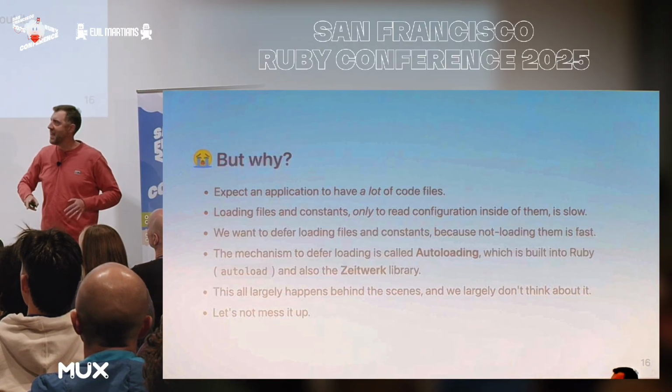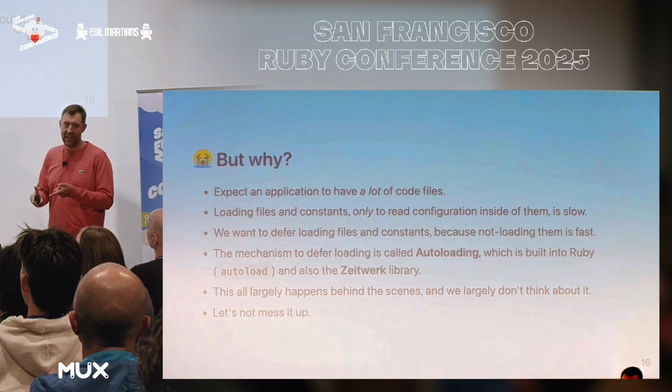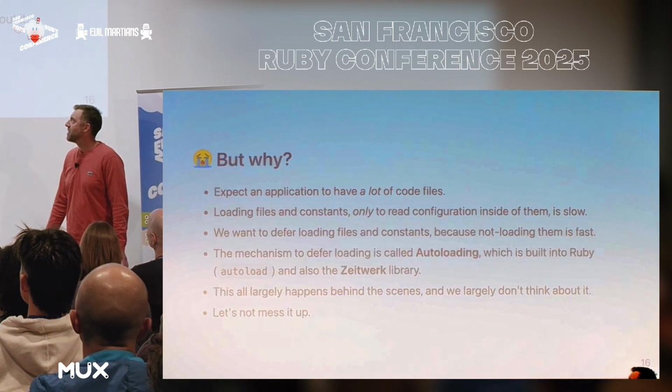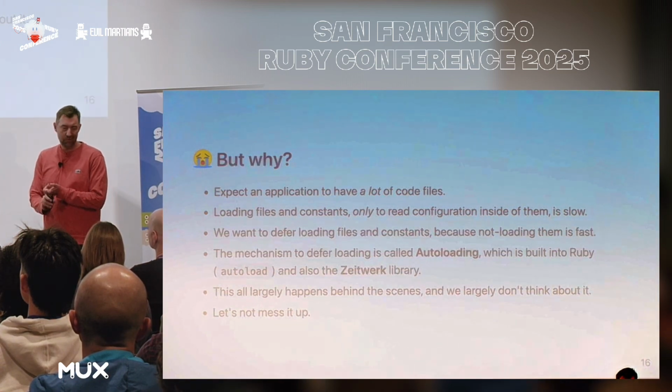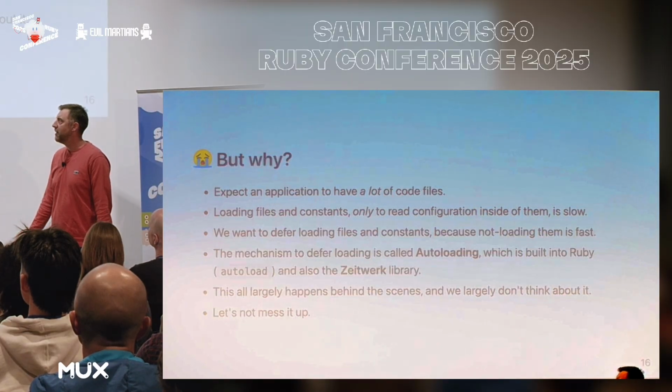So this is breaking it down. Applications have a lot of files. Loading files and the constants that live in those files is really slow. Because we want to make it fast, ideally we just don't load them if we don't need it.